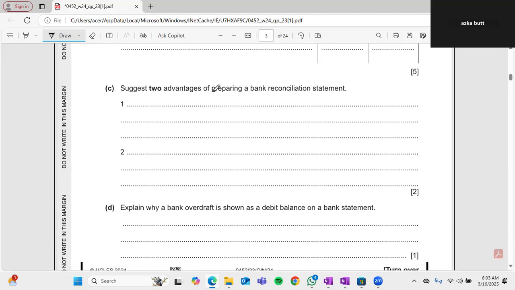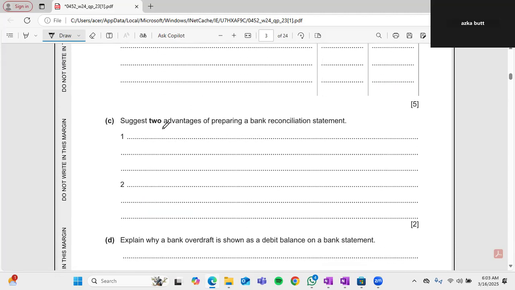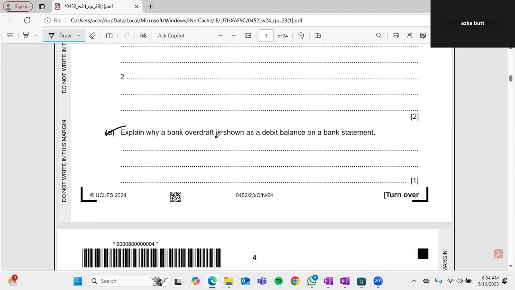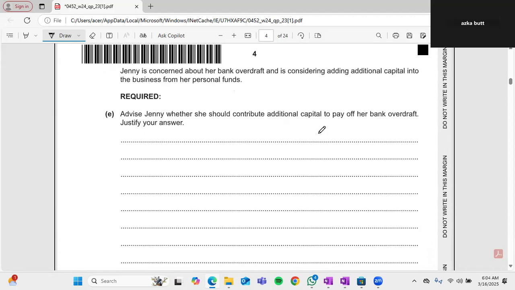So this is it for BRS. Now let's see the other question. There are two advantages of preparing a bank reconciliation statement. It's very simple. The first advantage is that an accurate bank balance is available. And the second is that errors on the bank statement can be identified. The D part is: explain why a bank overdraft is shown as a debit balance on a bank statement. Since this is an asset to the bank, it is money owed to the bank.